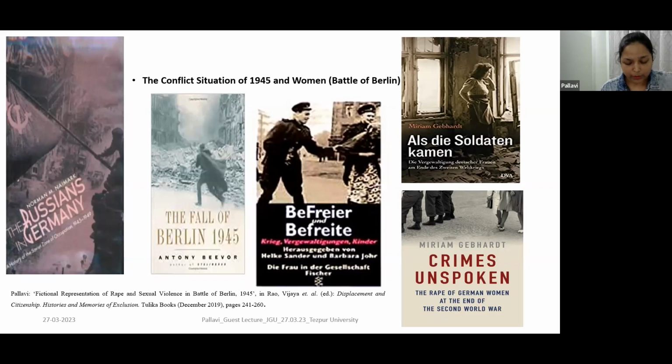Mass rapes in the Battle of Berlin were one such constructed event. For instance, anti-German propaganda within the Soviet army also encouraged the Soviet troops to take revenge and break rules against civilians. According to Helke Sander, between 20,000 and 100,000 women in Berlin were raped. Cornelius Ryan writes in his book, The Last Battle, that every second woman in Berlin was raped by soldiers of the Red Army.